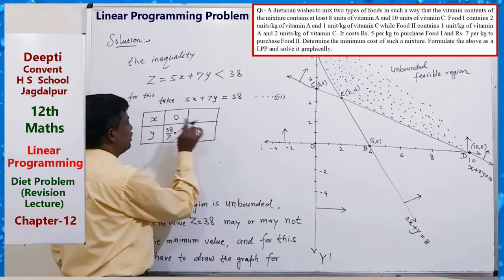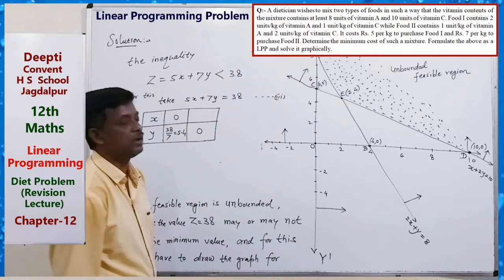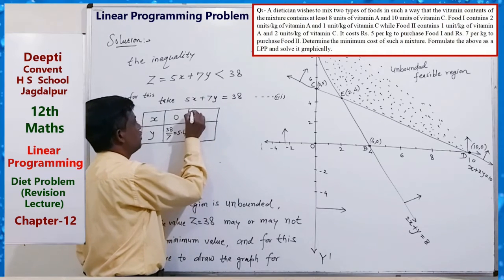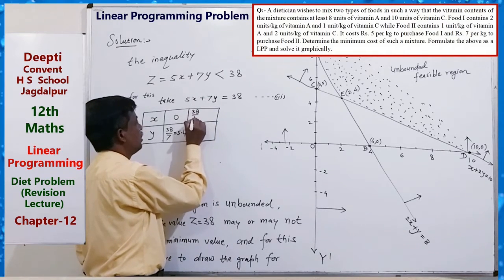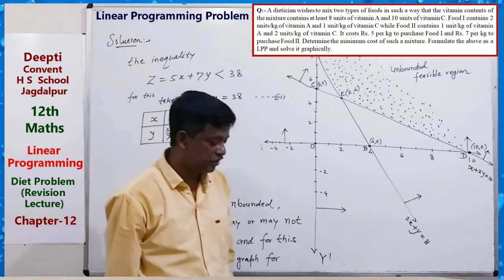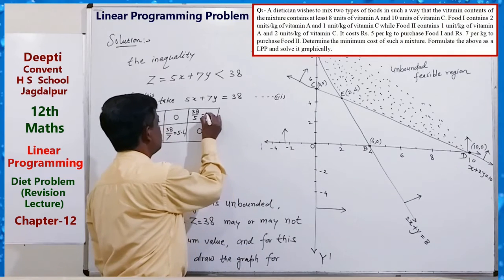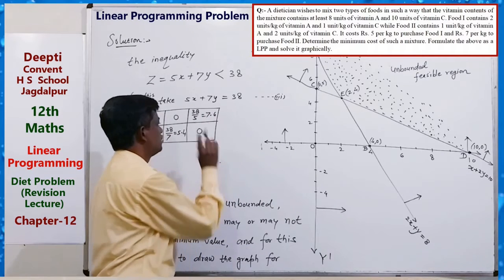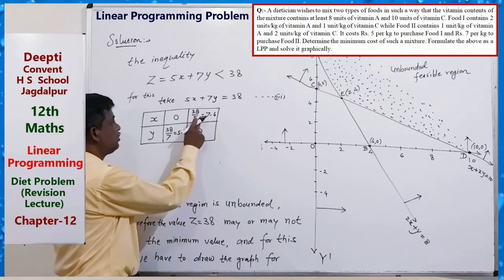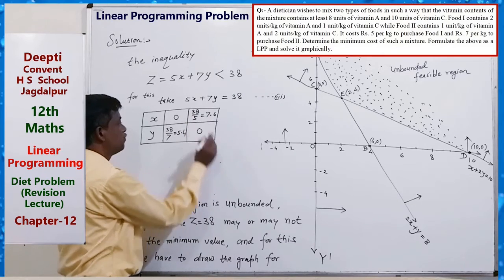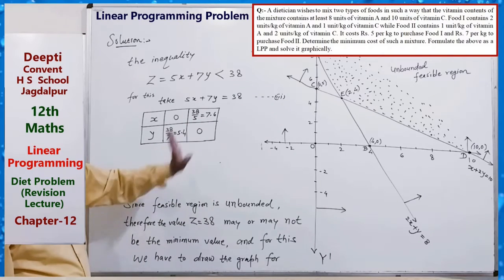If y equals 0, then x equals 38 by 5, and 38 by 5 can be put as 7.6. Okay, this is the value 7.6.